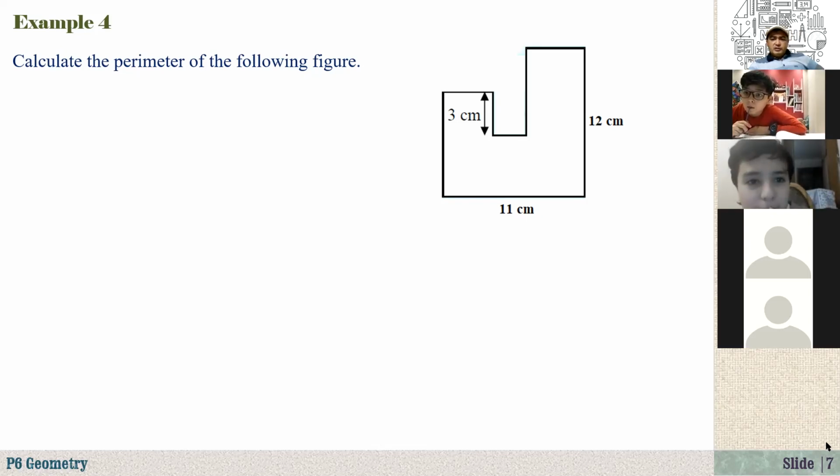Ali Tayyip, 46. How come? No, it's not the correct answer. 46 is not the correct answer.